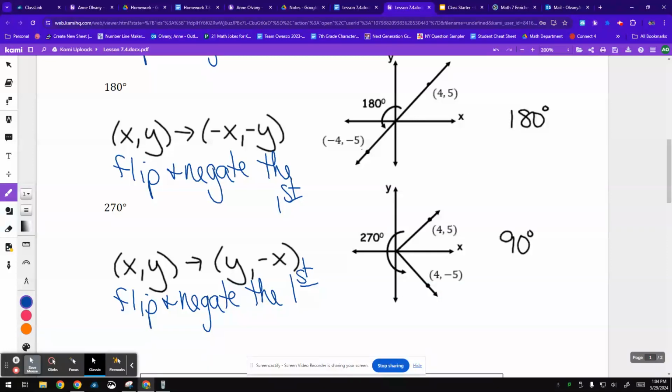Negate means take the negative of it. So flip, so like x, y, y, x. Yep. Negate is make it negative, yes. But the first, that's x is second. Say it again. Before the flip. Right here. If I flip those, I get negative y, negative x, right?